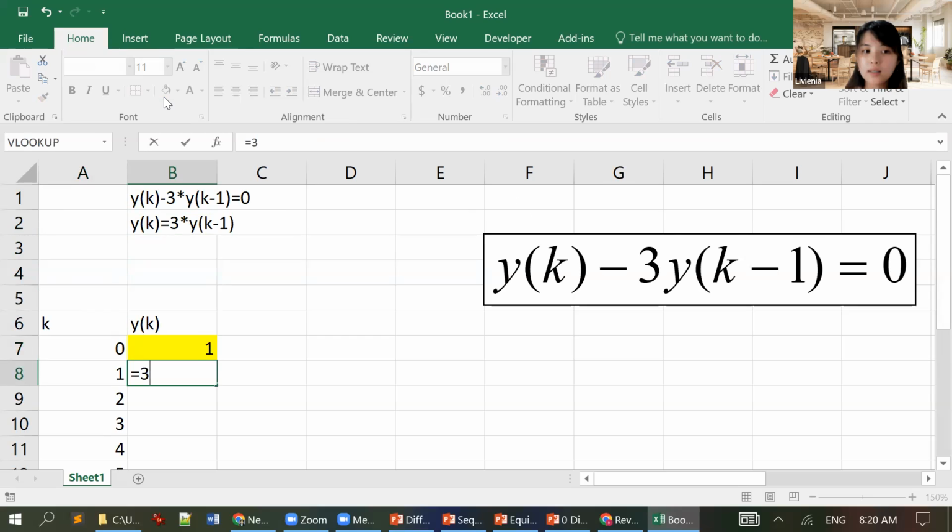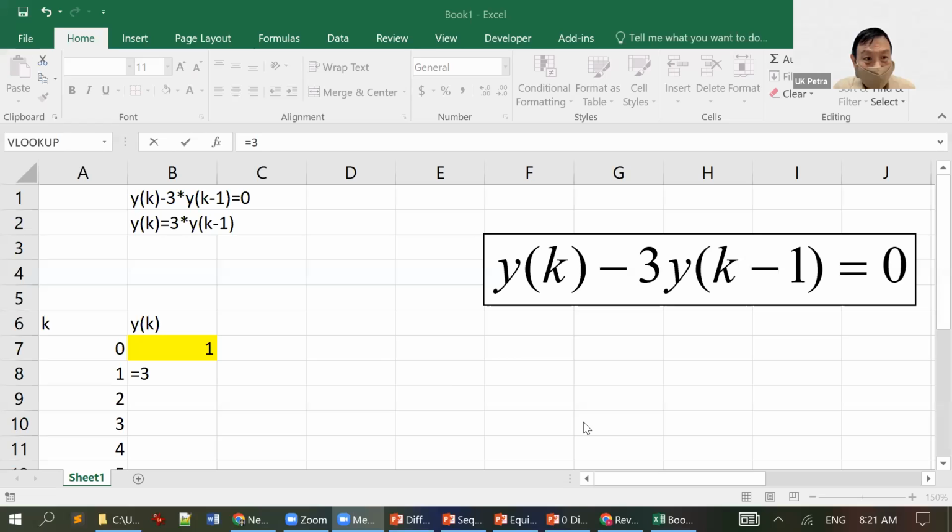Sir, sorry, your mic is unmuted. Why is it muted by itself? Yeah, muted by itself.